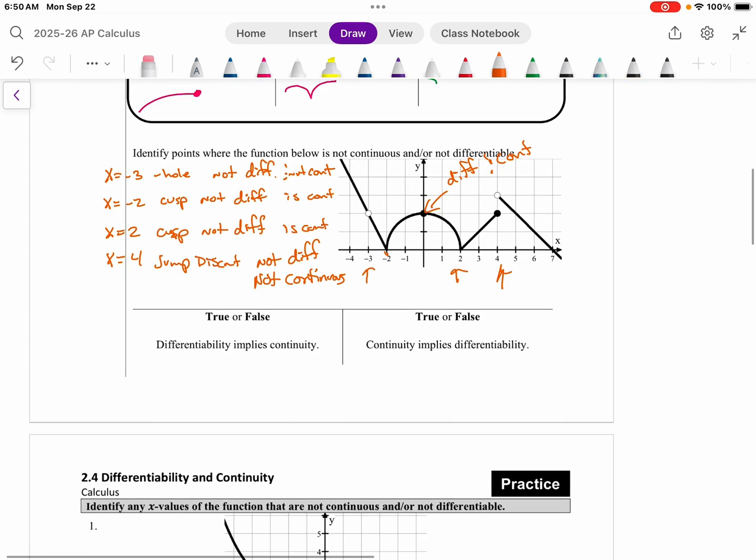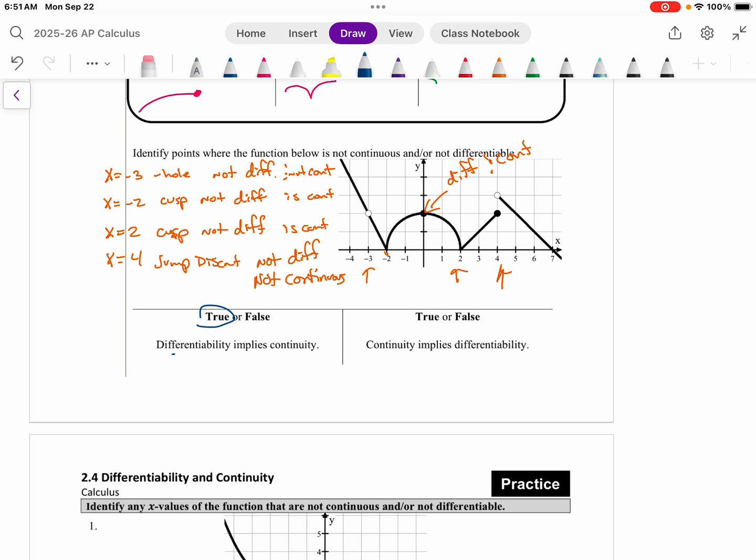So to wrap it up, two little questions to ponder. First, differentiability implies continuity. Is that true or false? Second, continuity implies differentiability. If you're saying a function is differentiable, then that means it has to be continuous, because that's one of the things it stipulates up above. It's got to be a continuous function. So it is true: if something is differentiable, then that implies the function is continuous.